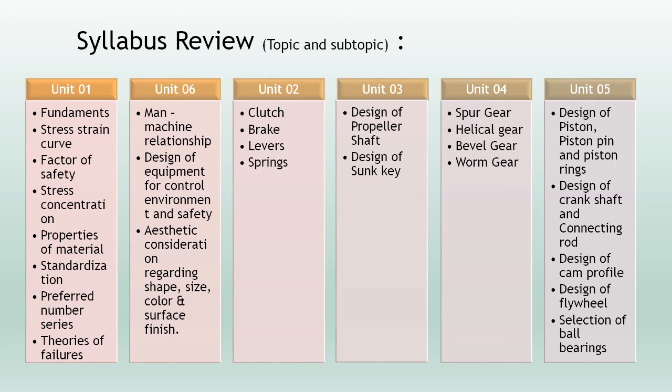In unit number 2 we are going to follow the standard procedure to design various chassis components like clutch, brakes, levers and springs. In unit number 3 we are going to design the propeller shaft of an automobile and key. In unit number 4 we have to design different types of gears.